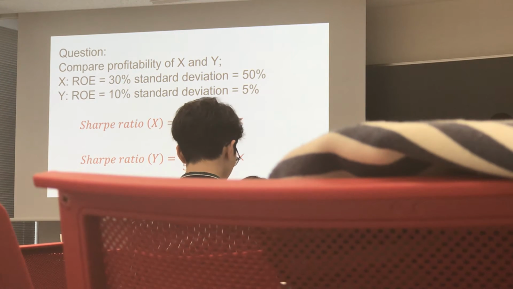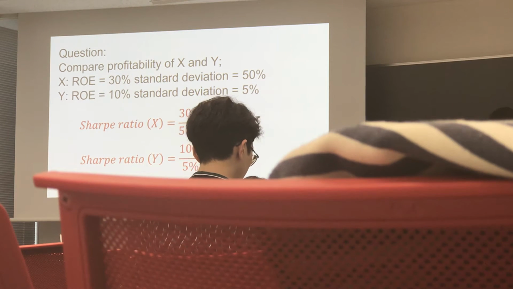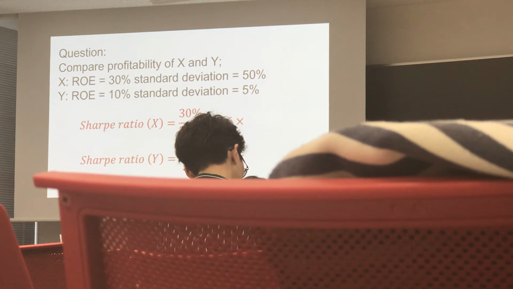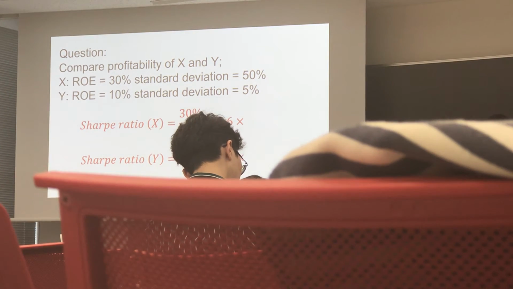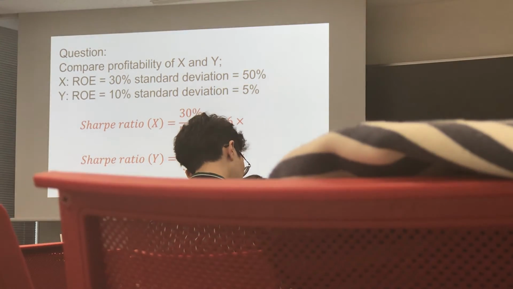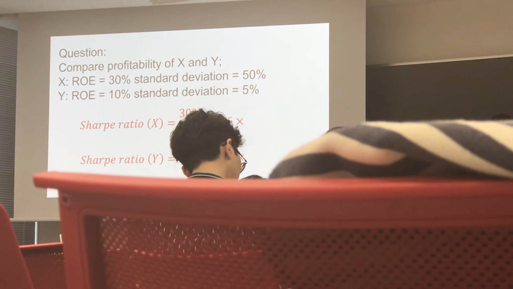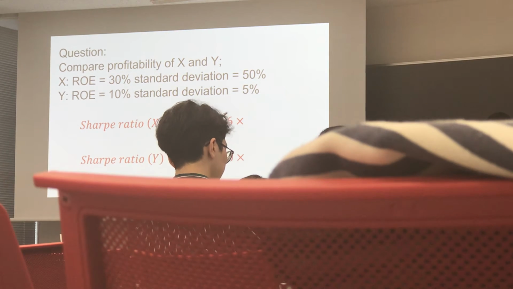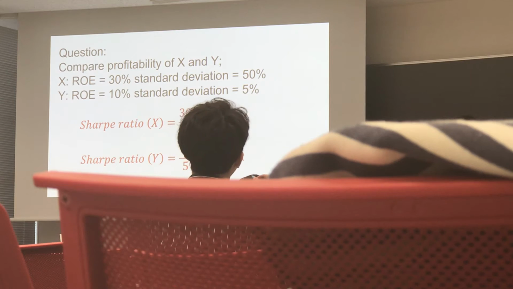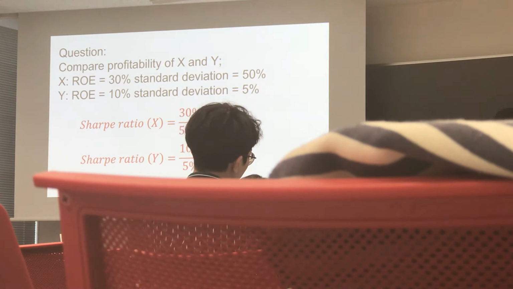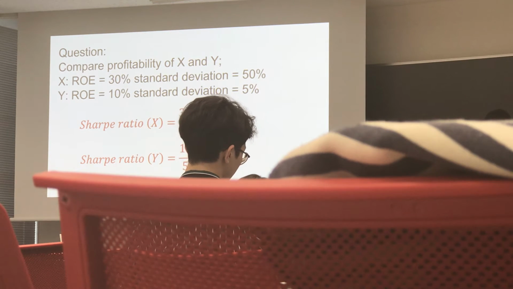It means Y performs better. In this case, please replace A with X and B with Y. I'm sorry, that's a typo on the handout. Not A, but X. And not B, but Y. So the last sentence is, it means Y performed better.